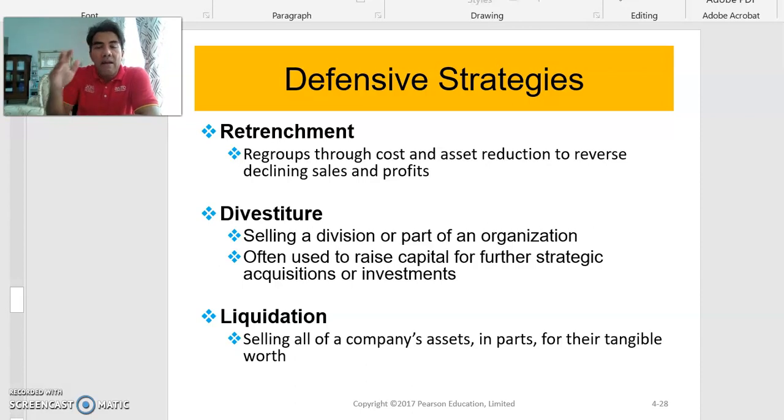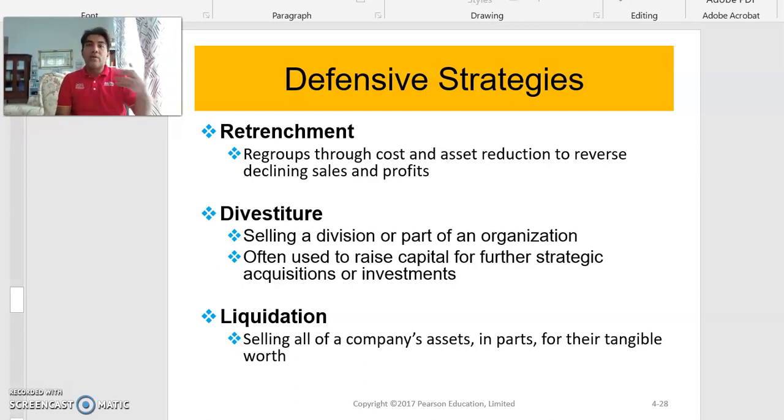And then you still fail. The business still could not pick up. The sales and the performance are still going downhill. So the next part is for you to do divestiture. You're selling off one of the factories, one of the buildings, one of the machines. When you start doing that, that is part of the divestiture.